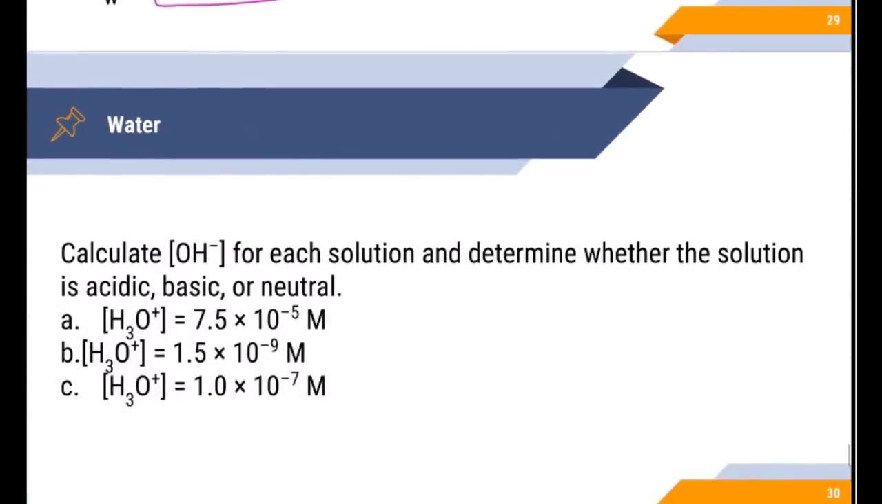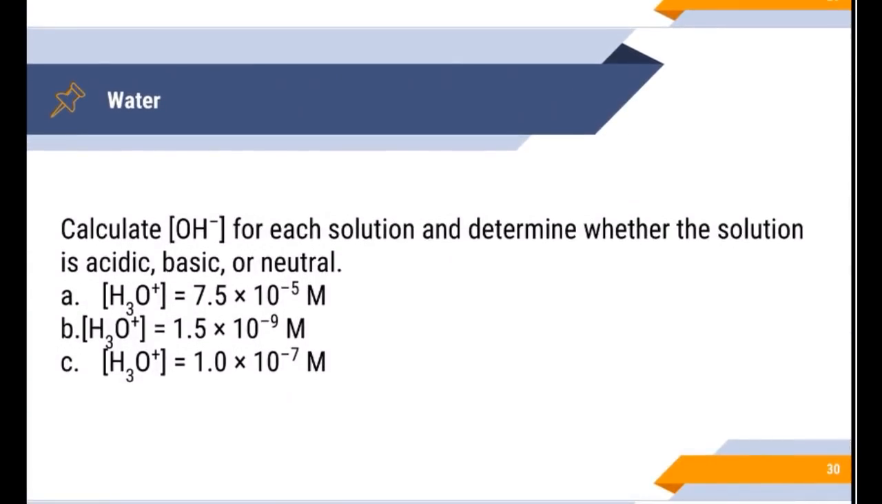So let's do some math with it. Pause and see if you can figure it out. You're going to use this equation. So 1.0 times 10 to the negative 14 equals the hydronium concentration times the hydroxide concentration. So pause, plug these in, see what you get.